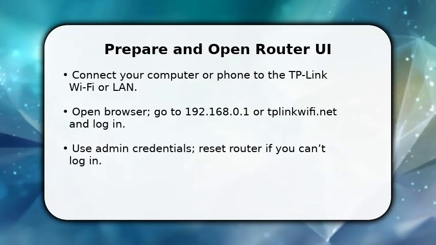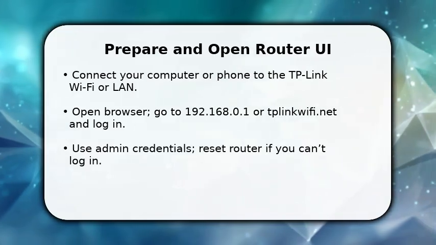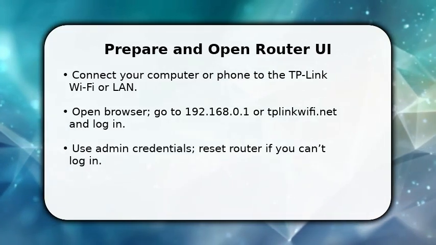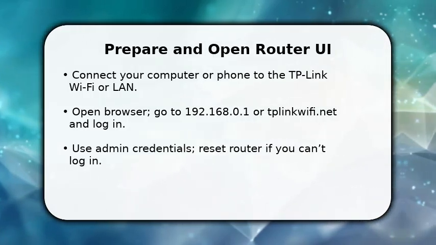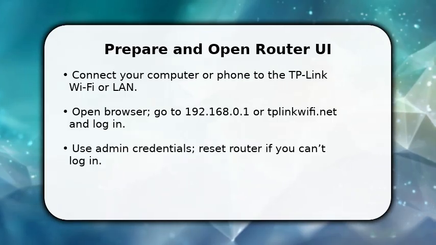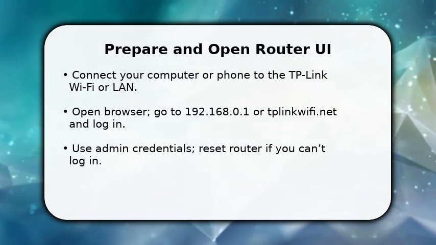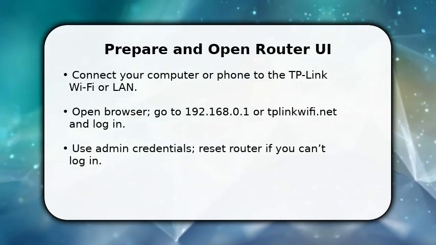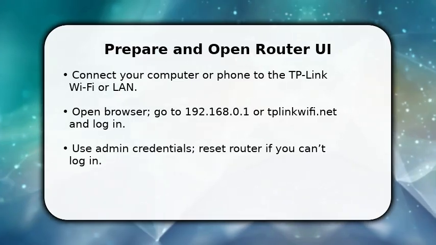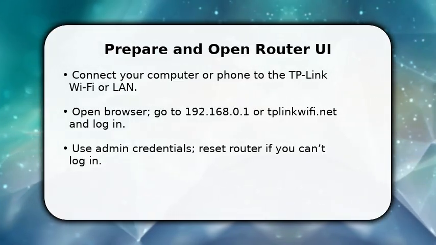You're going straight to the router interface. Connect your device to the TP-Link network, then open a browser and go to 192.168.0.1 or tplinkwifi.net. Enter the admin username and password. This authenticates you so the router will reveal connected devices. If you don't know the password, reset the router and set a new admin password.